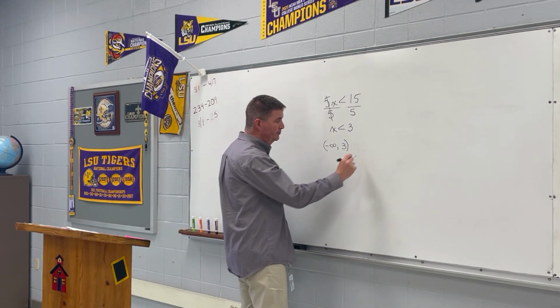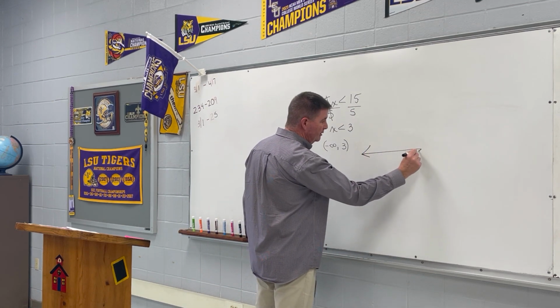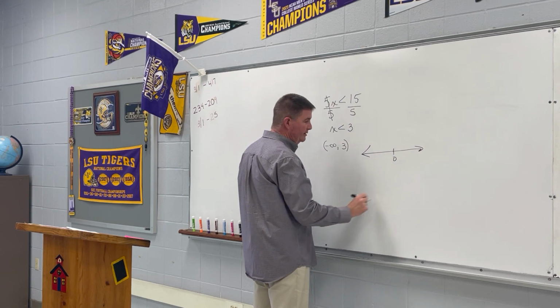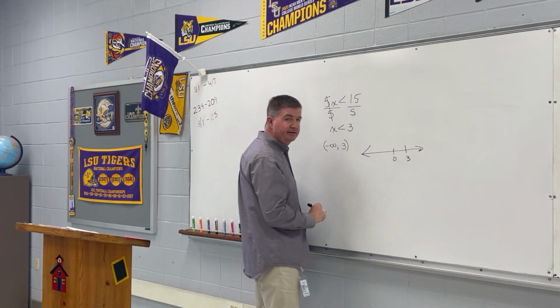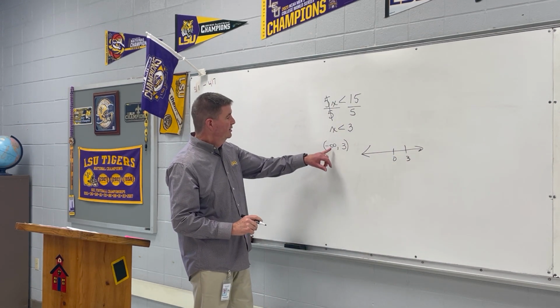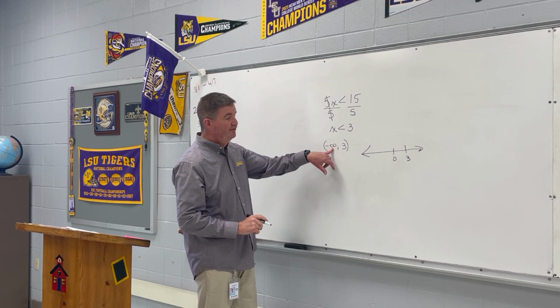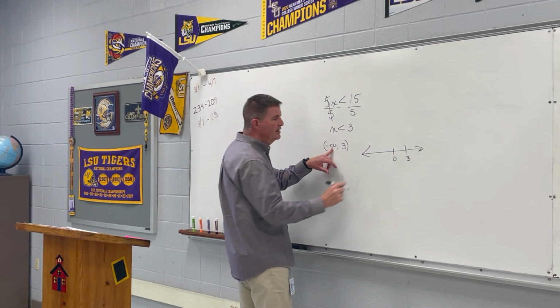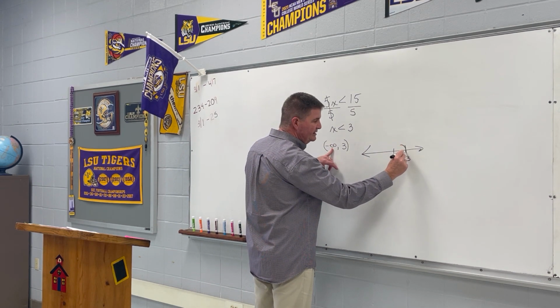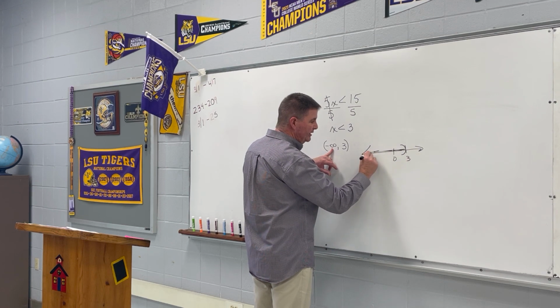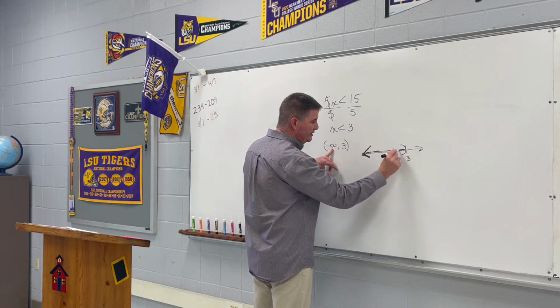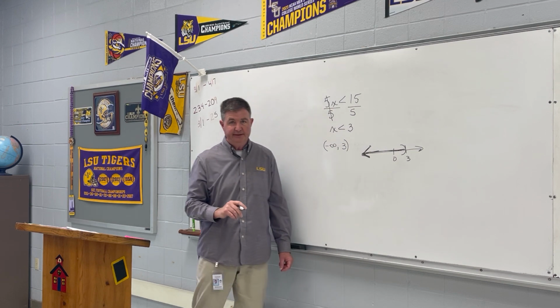If we have to graph this on the number line, we have our 0. 3 is to the right of 0. We're going from negative infinity to 3, so it's going to be a parenthesis facing to the left because we're shading to the left. This represents negative infinity.